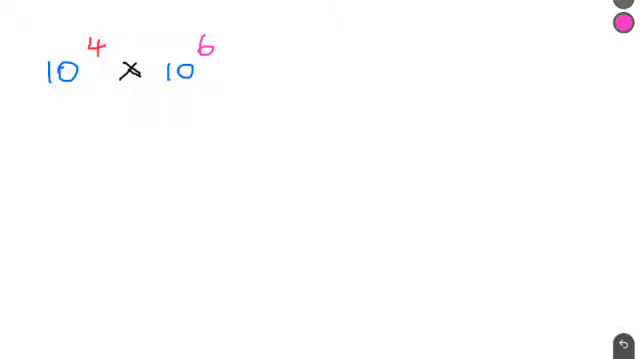If we have 10 to the power of 4 times 10 to the power of 6, we see that the product is simply adding the exponents. So it would be 10 to the power of 4 plus 6, and that would equal 10 to the power of 10.